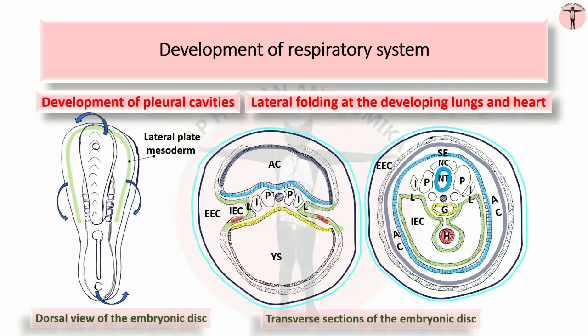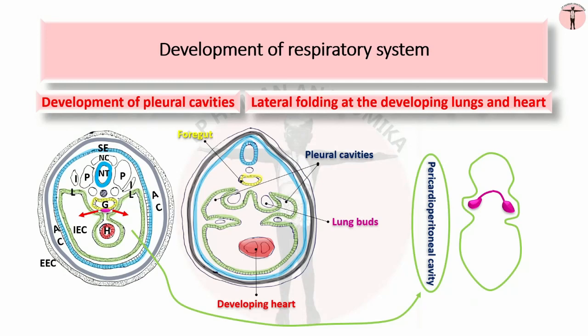If you can recall, we discussed these sections during the development of the heart. The intra-embryonic coelom present between 2 layers of lateral plate mesoderm is inverted U-shaped, and it is continuous with the extra-embryonic coelom at the lateral ends of the embryonic disc. With the lateral folding, the 2 limbs of the coelom fuse and get completely separated from the extra-embryonic coelom. This intra-embryonic coelom forms the pericardio-peritoneal cavity on the ventral side of the embryo.